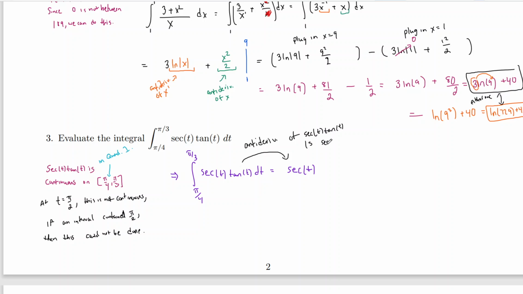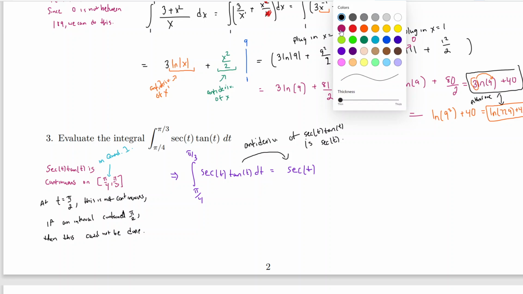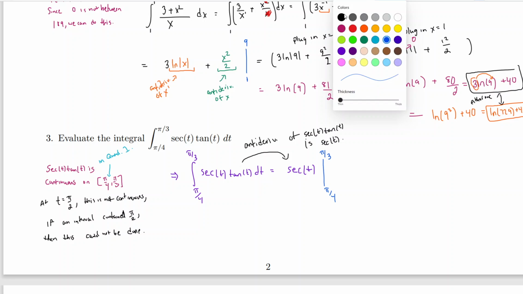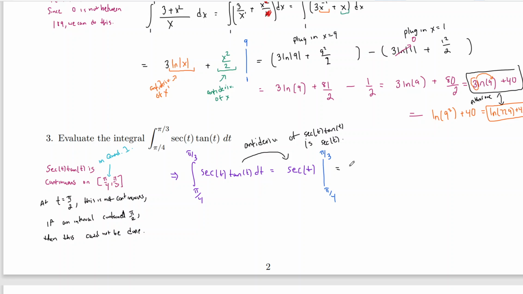And once again, you should have that little sheet with all the formulas, and you should be able to see that. But you can also know that from the forward direction: the derivative of secant of t is secant of t times tangent of t. Okay, so that's all we have to do for the antiderivative part. We still have to finish it up. We don't write the plus C because we do our evaluation bar, pi over 4 on the bottom, pi over 3 on the top. And we plug them in. So we get secant of pi over 3 minus secant of pi over 4.